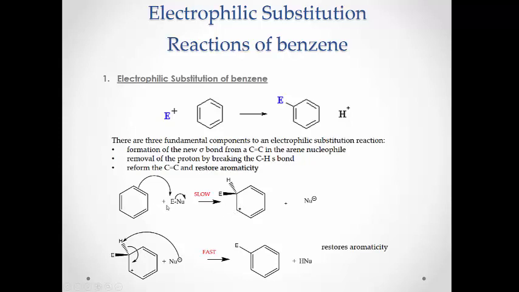This is a very slow step. Getting benzene to do this is slow. It doesn't want to do this. As soon as this carbocation is produced, it's removed straight away. A nucleophile removes the proton, and then these electrons go back into the delocalized cloud system, and you get your electrophile being substituted onto the ring. So this is a very fast step, and the previous one's a very slow step. Restoring the aromaticity and the nature of that benzene ring happens very, very quickly.